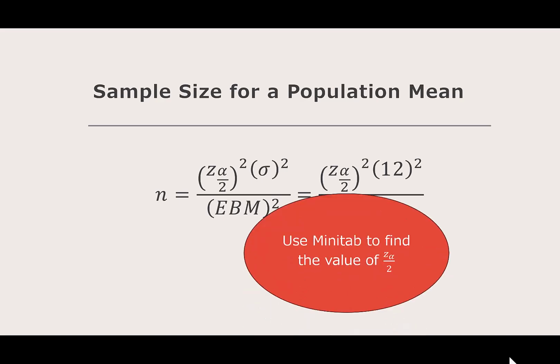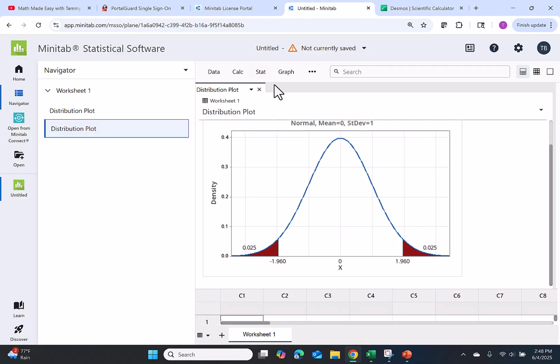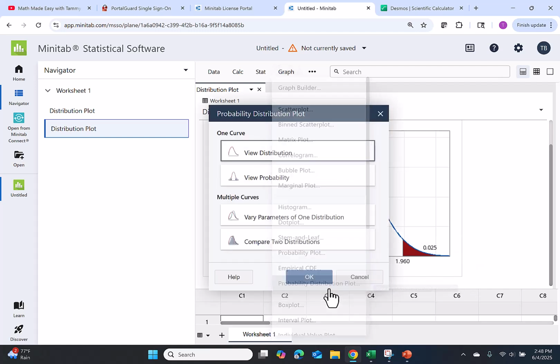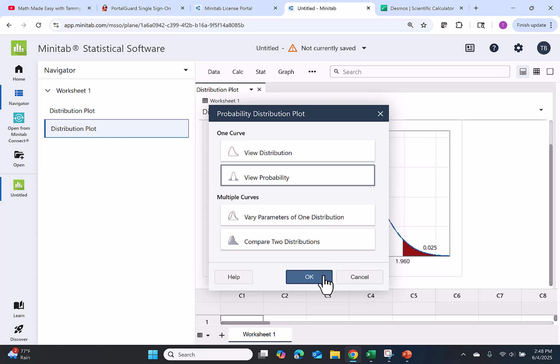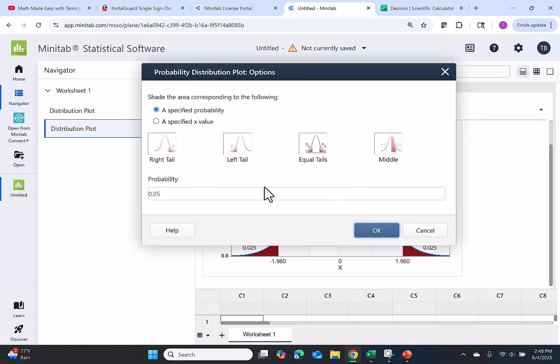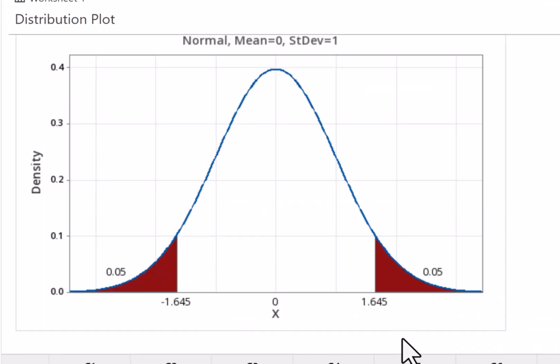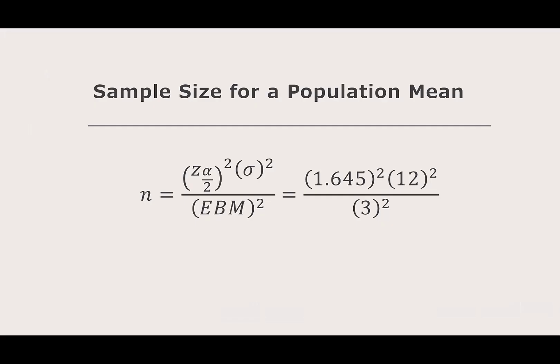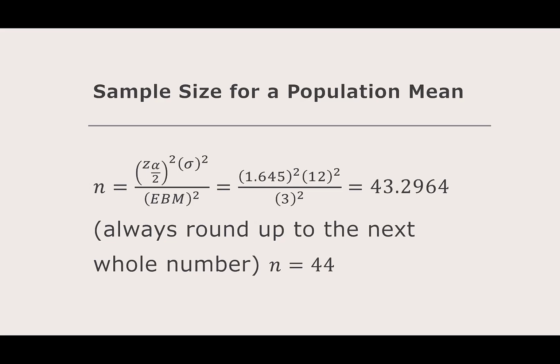Of course, we're going back to Minitab to find z alpha over 2. Remember, this time our confidence level is 90%. Back in Minitab, I again hit Graph, Probability Distribution Plot, View Probability. On the options, I am changing the probability to 10%. My z alpha over 2 is 1.645. Now we have 1.645 squared times 12 squared over 3 squared, which is 43.2964. Remember, we are always going to round up to the next whole number, so this 43.2964 will be rounded up to 44.